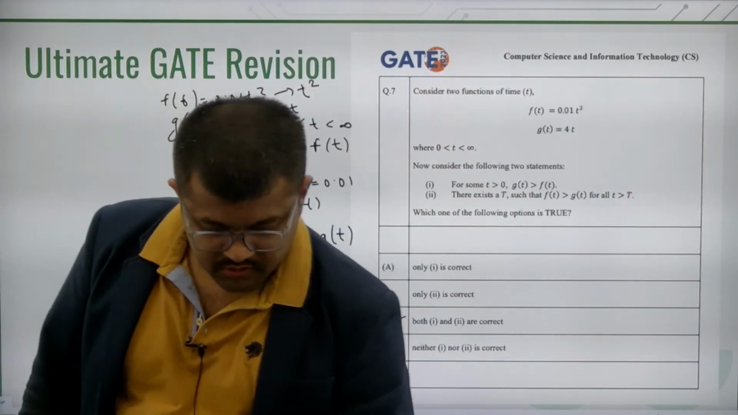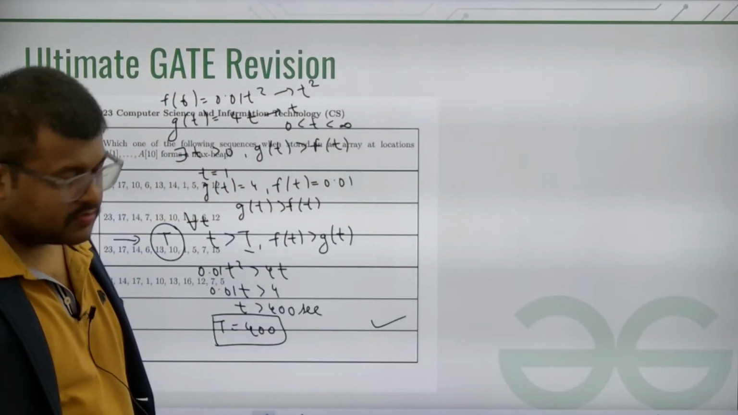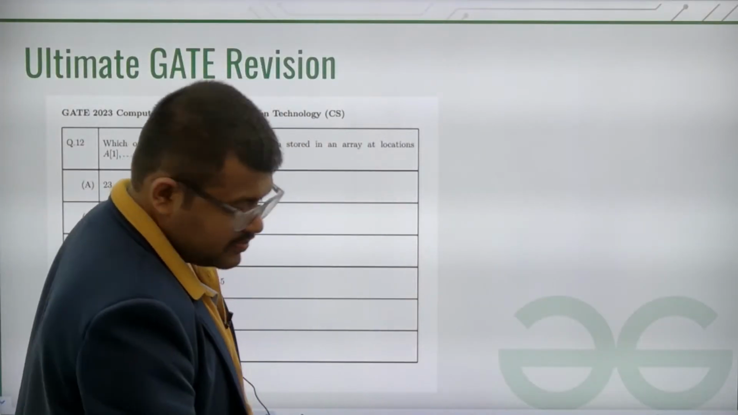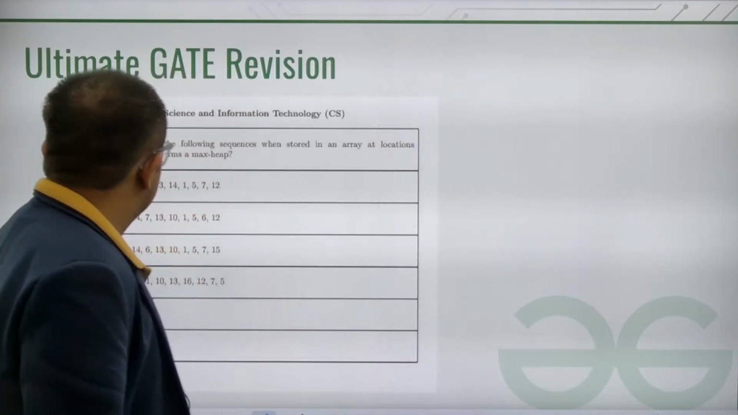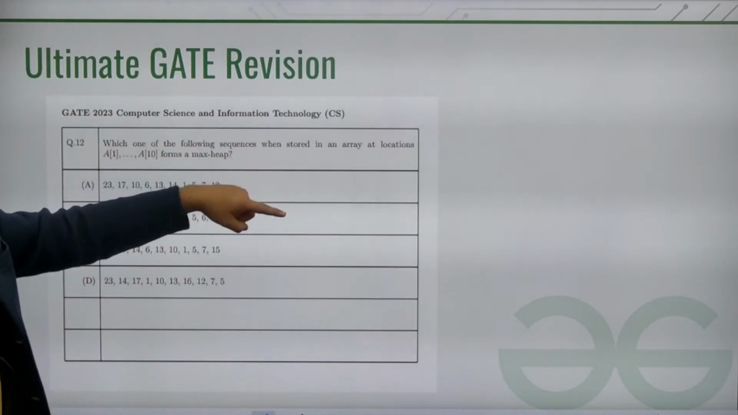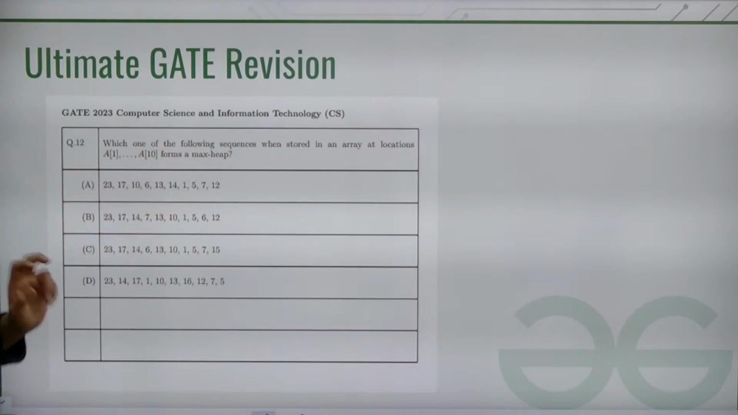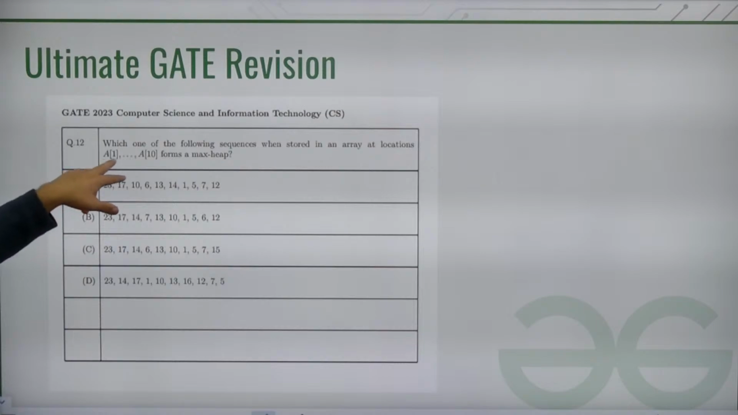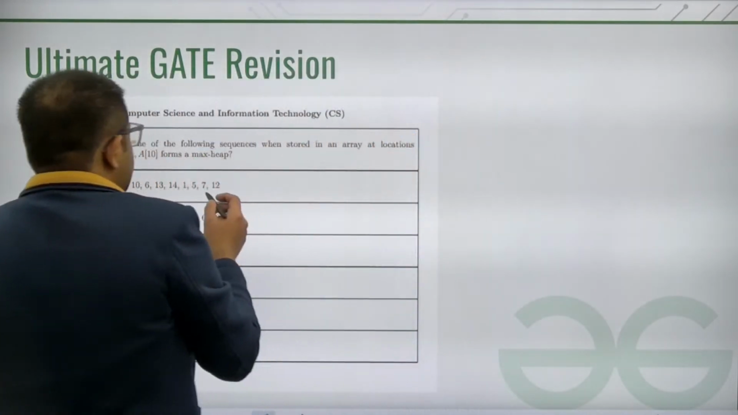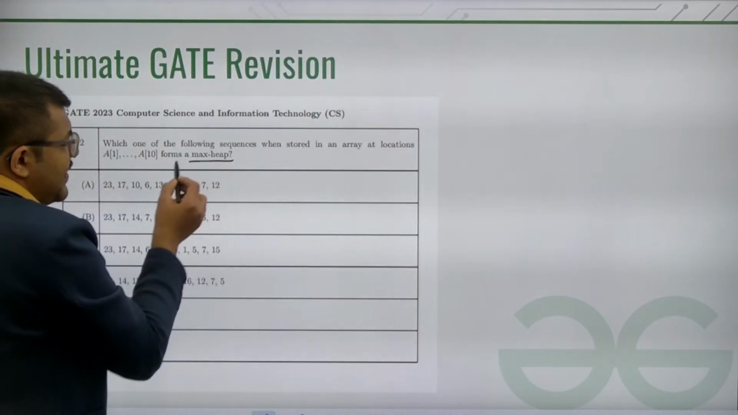Okay, let's move on to the next question. What does this question say? It says: which one of the following sequences, when stored in an array at locations 1 to 10, forms a max heap? Now you see here these elements are stored in an array from locations 1 to 10, and they are asking which of the following will form a max heap.